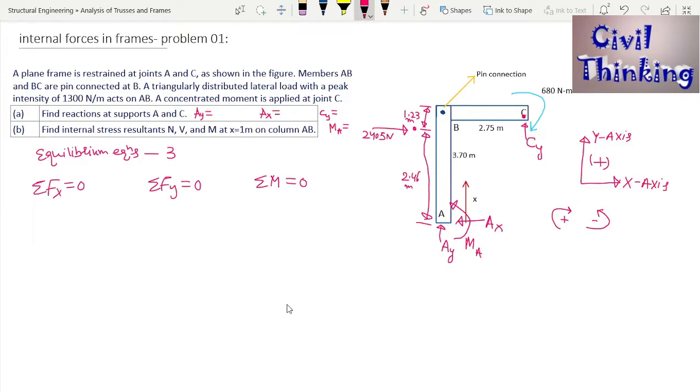Now I will apply summation Fx equal to 0. In the x direction there is an AX which is opposite to the positive direction, which means it is negative, minus AX. Here is a horizontal force again in the x direction, in the same direction as the x-axis, so it is plus 2405.